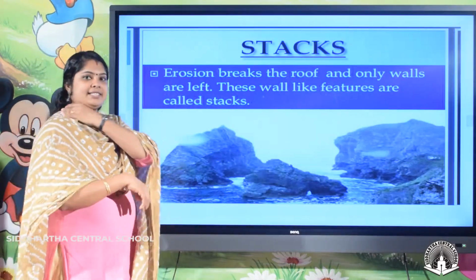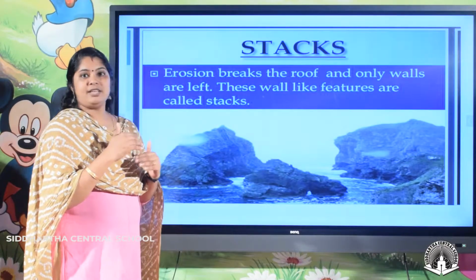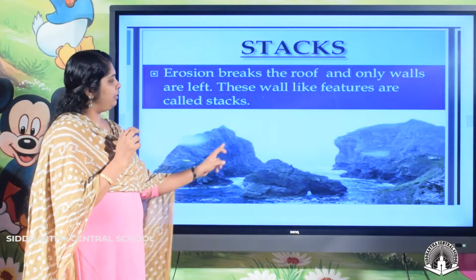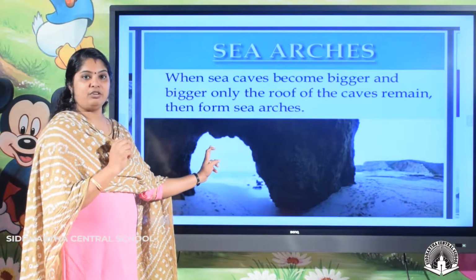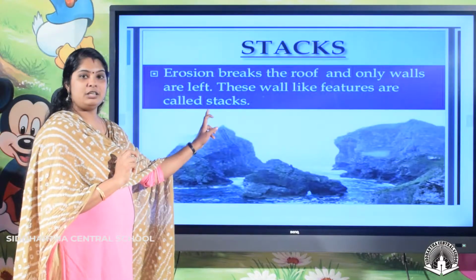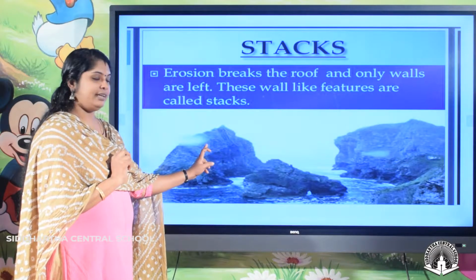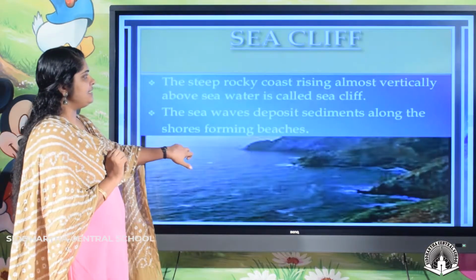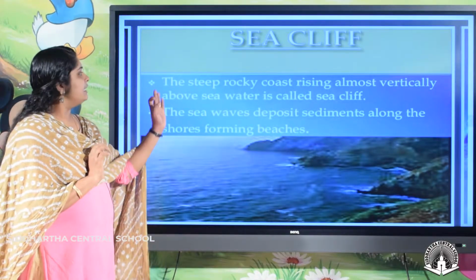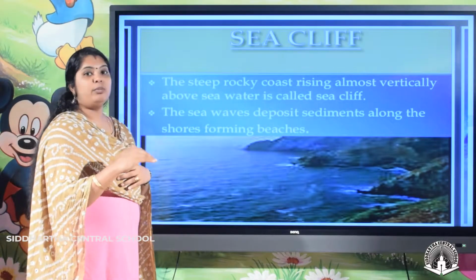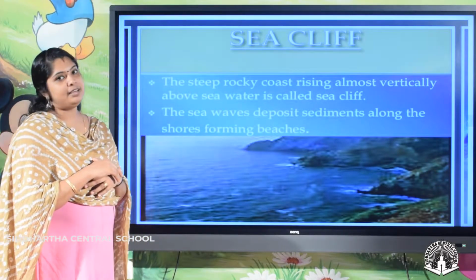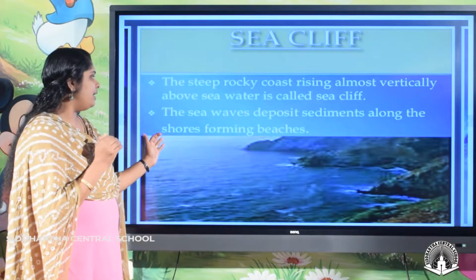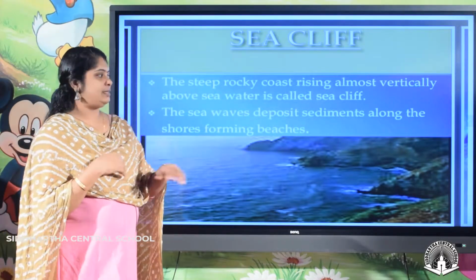Then next is stacks. The waves are always there, repeatedly. Then the roof of the arches will be eroded by the waves and a wall-like shape will be left in that area, and that is called a sea stack. Then next is sea cliff. The steep rocky coast rising almost vertically over the sea is called a sea cliff, and the sea waves are always depositing sediments along the shores, and that will form beaches.